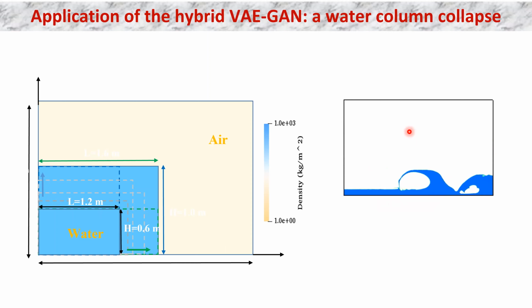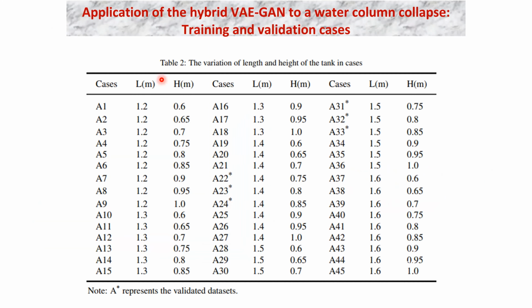The fluid dynamic features really depend on the initial shape of the water. So now we give different shapes of the initial water and set up the training data set. We set up 45 cases with different initial shapes of the water, and then we run our physical model to generate 45 data sets. We use 42 data sets as training data, and then we choose these 3 cases as validation data sets.